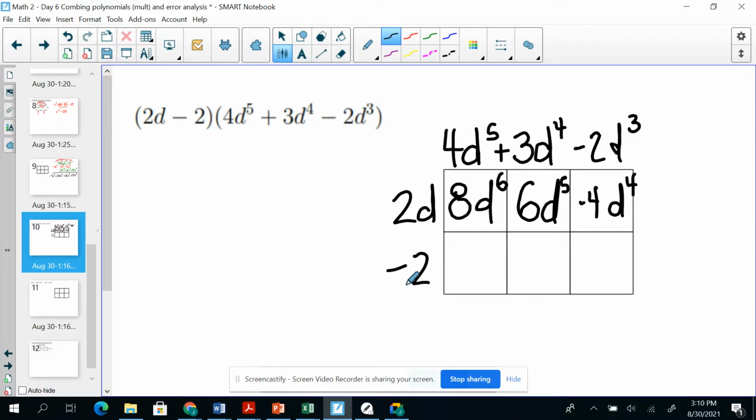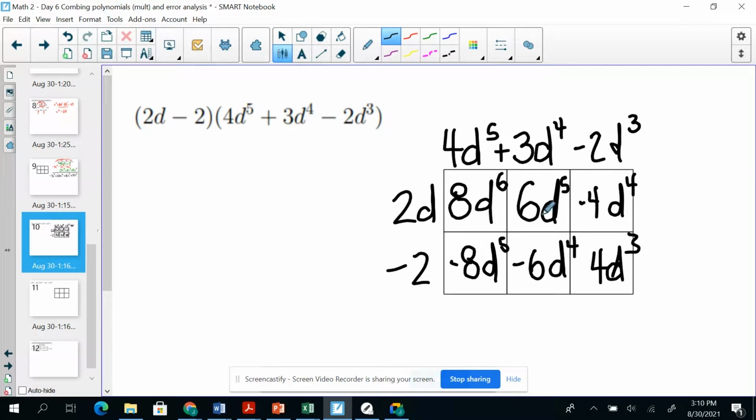So that's distributing the 2d all the way through. Now we're going to work with our negative 2. Negative 2 times 4d to the 5th is going to be a negative 8d to the 5th, because there's not a d here and there's 5 here. Then negative 2 times 3d to the 4th, so negative 2 times 3 is negative 6d to the 4th. Then negative 2 times a negative 2d to the 3rd, so negative 2 times negative 2 is positive 4, and d to the third power.